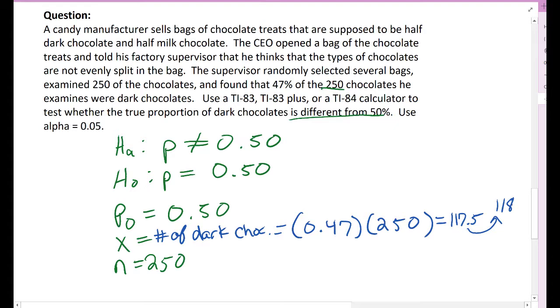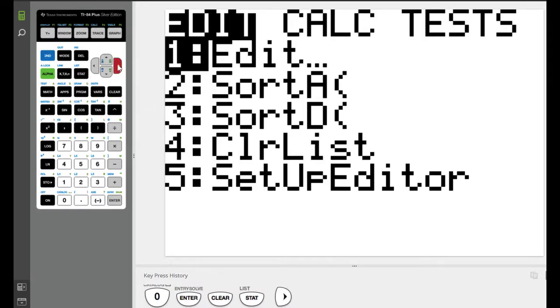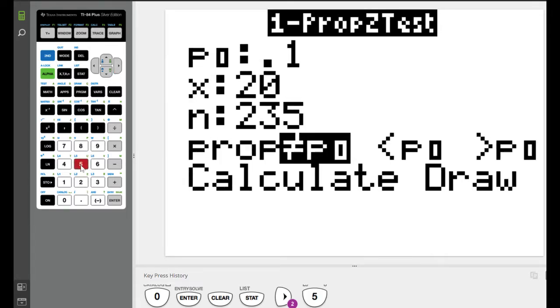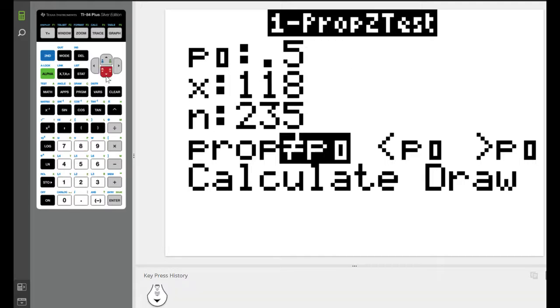If you put a 117.5 into the calculator, you will get an error. Okay, our N is 250. And we have a two-tailed test. So let's put all this information into the calculator. So stat test, one prop z-test is number 5. Our p naught was 50%. If you remember, we're trying to compare it to 50%. Our x was 118. And our n was 250. And this was a two-tailed test. Okay. We go to calculate.